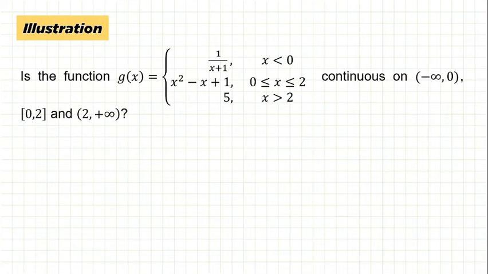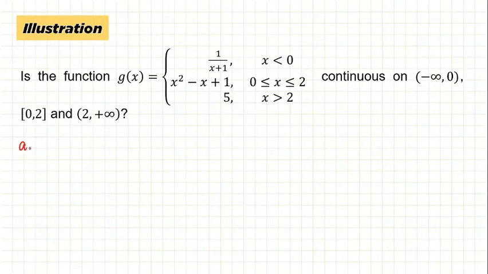Now for the second one, we have the function g of x. So we have three subfunctions here. 1 over x plus 1 when x is less than 0. X squared minus x plus 1 when x is between 0 to 2 inclusive. And 5 when x is greater than 2. So is it continuous on the given intervals negative infinity to 0, the closed interval 0 to 2, and 2 to positive infinity?